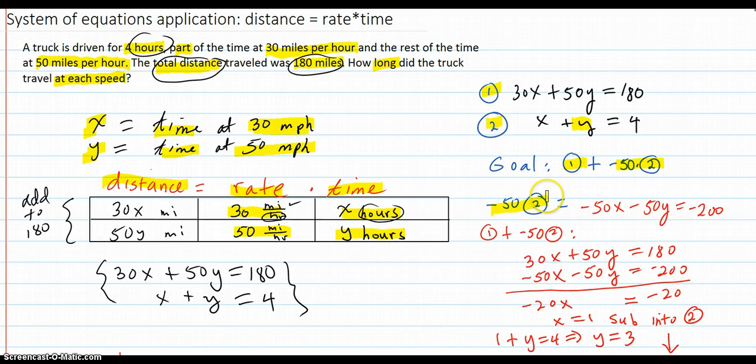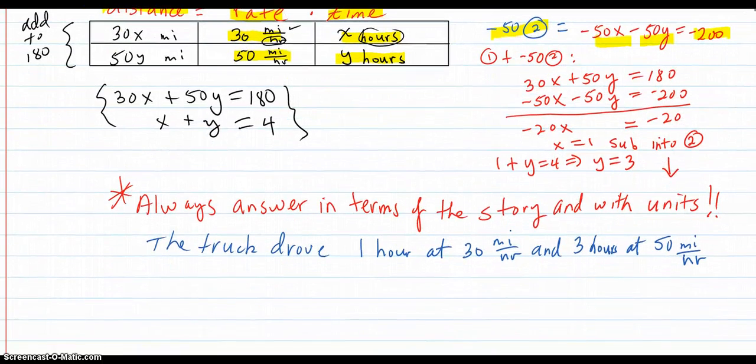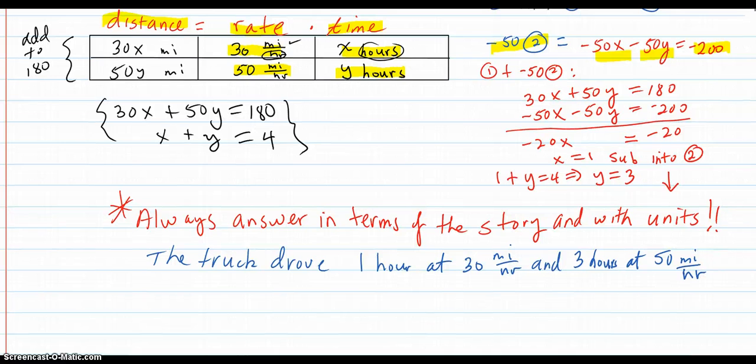So negative 50 times equation 2 is going to be negative 50x, because there's the x, negative 50x, plus negative 50y. It comes from there. And 4 times negative 50 is negative 200. So now I'm going to accomplish what I wanted to do, which was 1 plus negative 50 times 2. So there's the original 1 equation. And now here's negative 50 times the second equation. I'm going to add down, I guess, negative 20x. The y's cancel out. You get a negative 20 here.